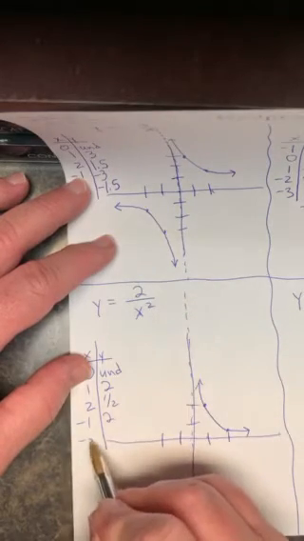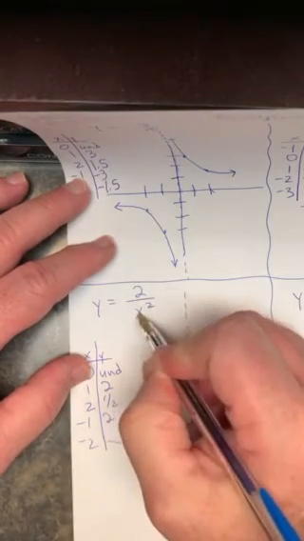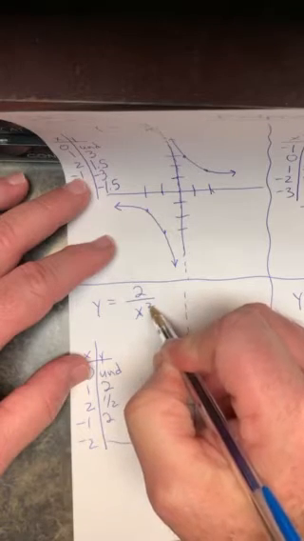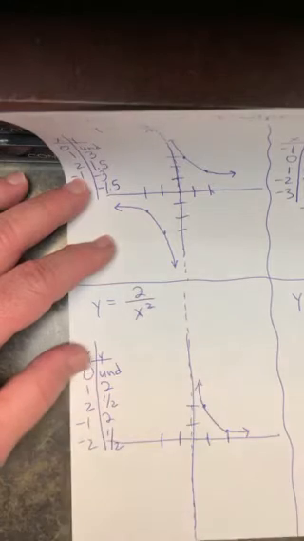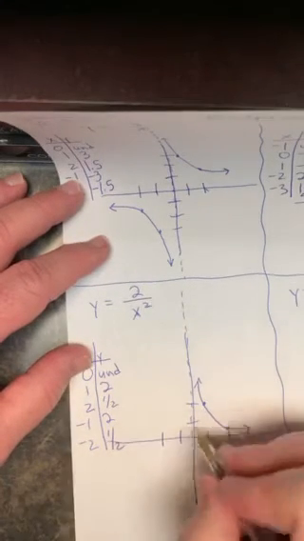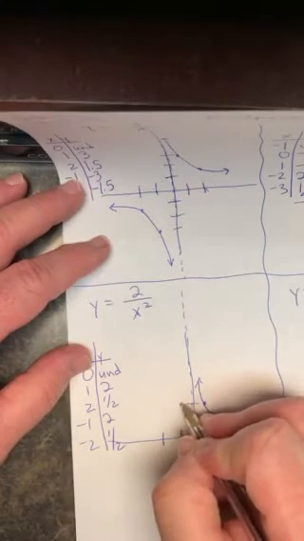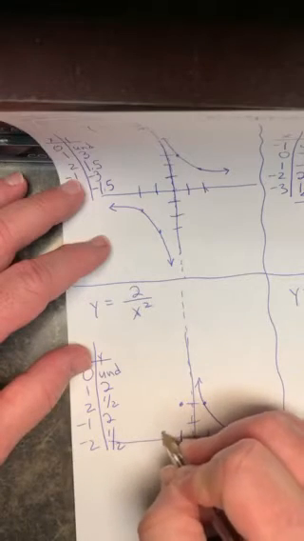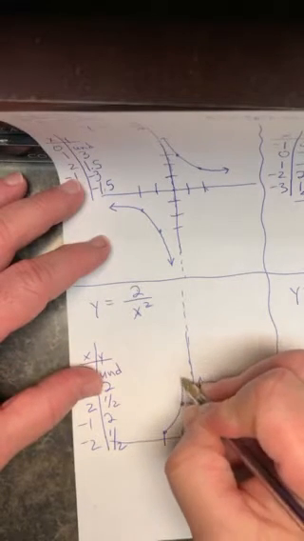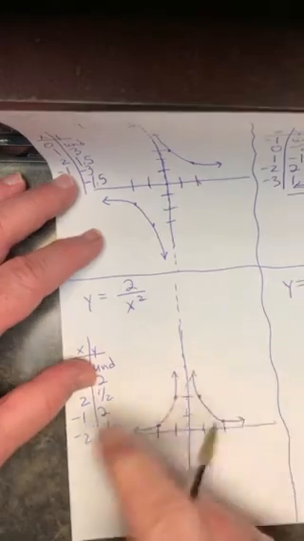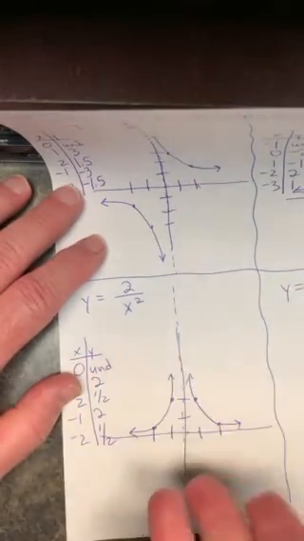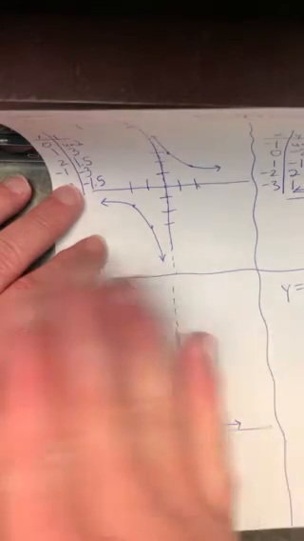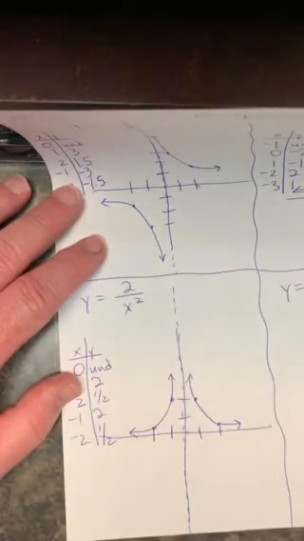When I plug -2 in for x, -2 squared is what? Positive 4. So I have 2 over 4, which is again 1/2. Oh, so left 1 up 2, left 2 up 1/2. Connect those up, and I do have two curves that are, again, twin brothers, but both of them are above the x-axis this time and are reflections of each other.